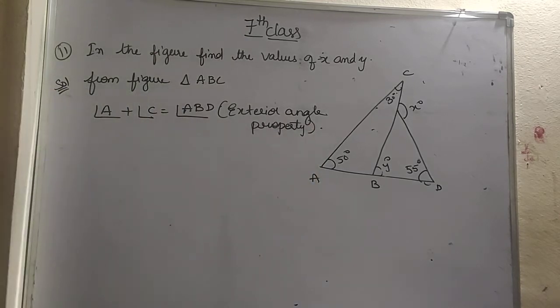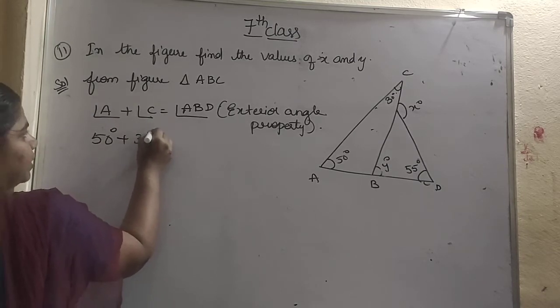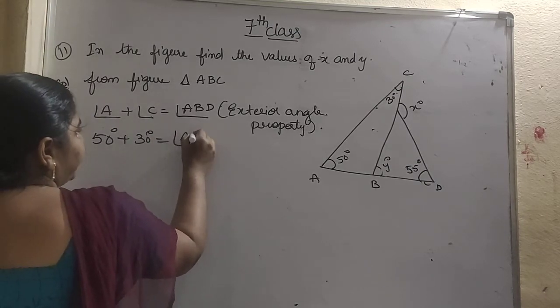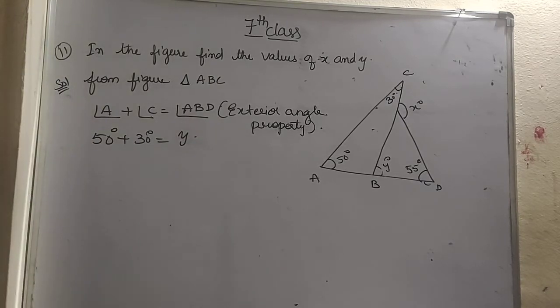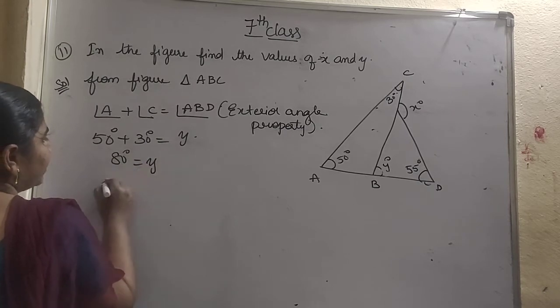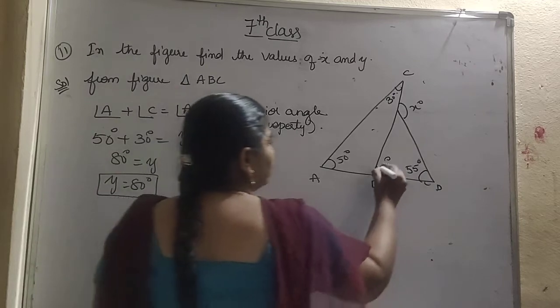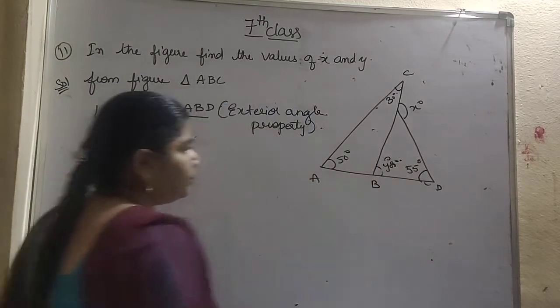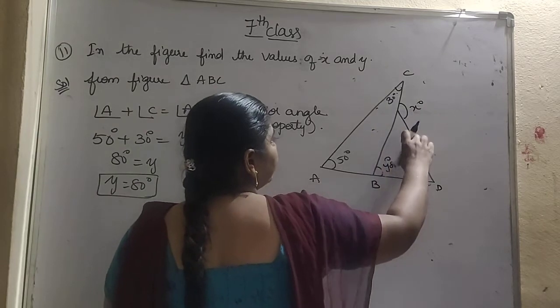So here angle A is nothing but 50. Angle C is 30 degrees. Angle ABD is nothing but y. So we can write in the form of y. So 50 plus 30 will be 80 is equals to y. So y value is how much here? 80 degrees. So this part we got as 80.